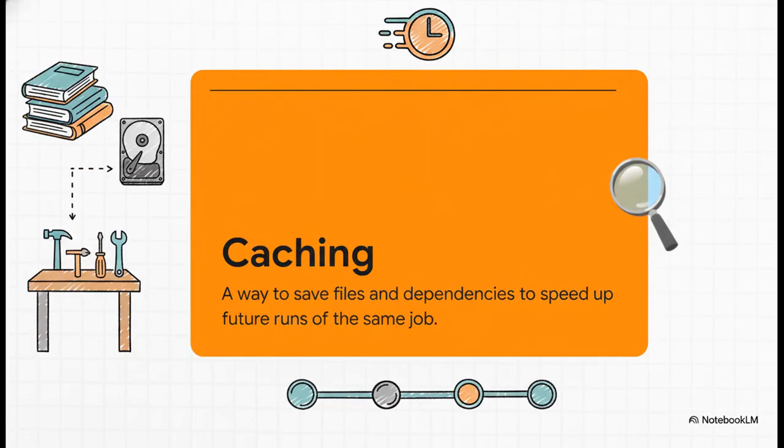Now, caching is different, but it's just as important. Instead of passing things between stages, a cache saves files, like big libraries you had to download, to speed up future runs of the pipeline. It's like keeping your tools right next to your workstation so you don't have to go fetch them every single time you start a new project.